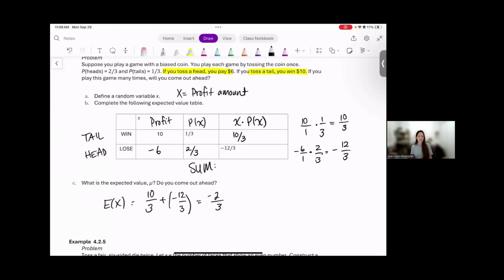-2/3 is about 67 cents. So I'm going to lose just under $1 when I play this game. That's what I would expect. Do I come out ahead? No, I'm going to lose money, which is how most games are designed. That's why they say the house always wins.